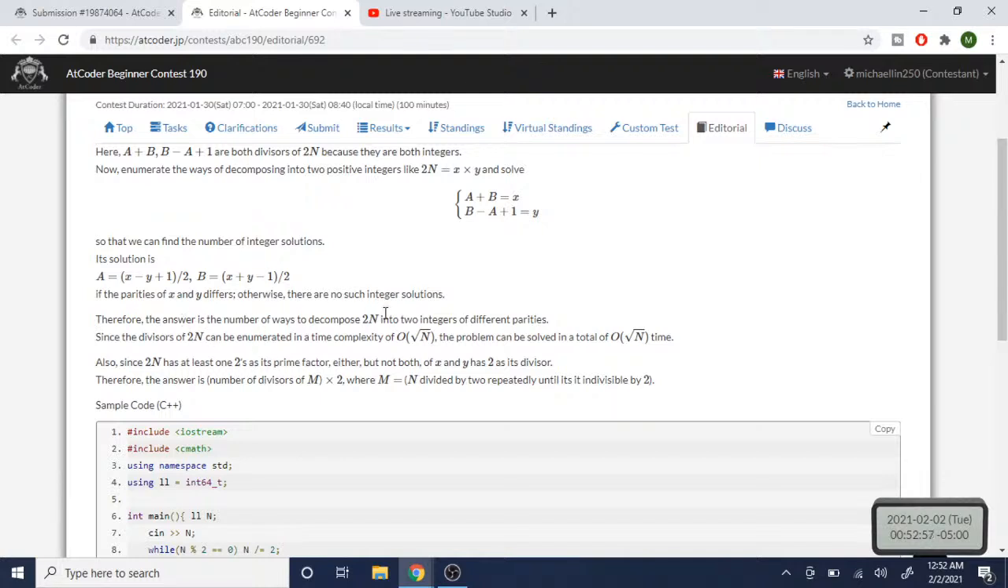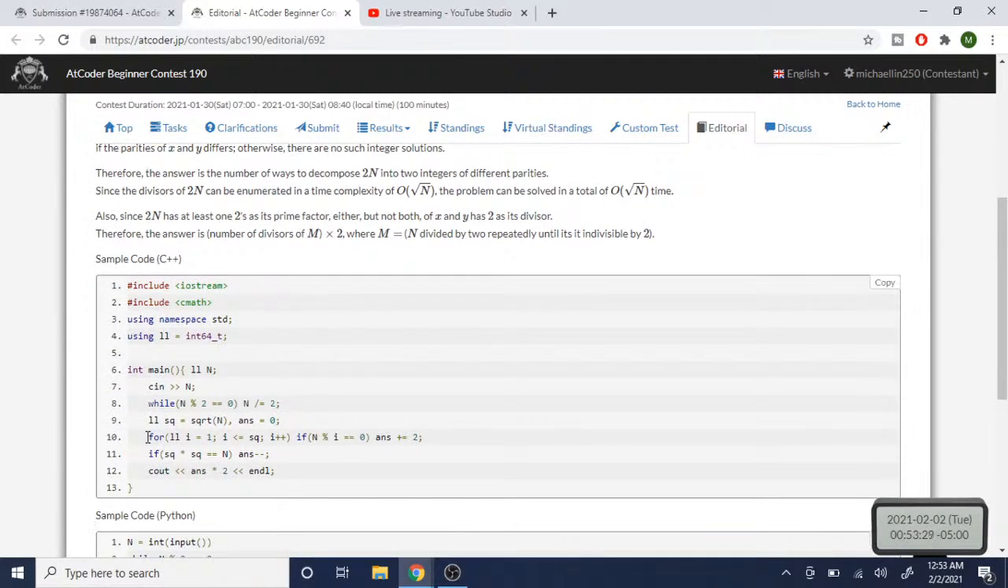If the parities are different, yeah. The answer is the number of ways to decompose 2n into two different integers of different parities. Okay, I understand that. Since the divisors of 2n can be enumerated in time complexity of root n, the problem can be solved in a total of root n time. Since 2n has at least two 2's as its prime factor, not both x and y have 2 as a divisor. The answer is the number of divisors of m times 2, where m is n divided by 2. So how do you find the number of divisors?